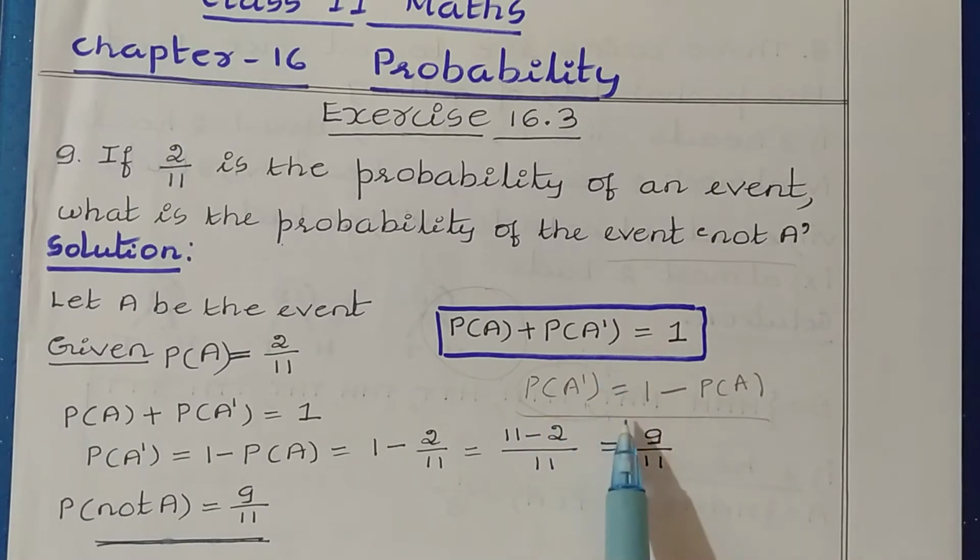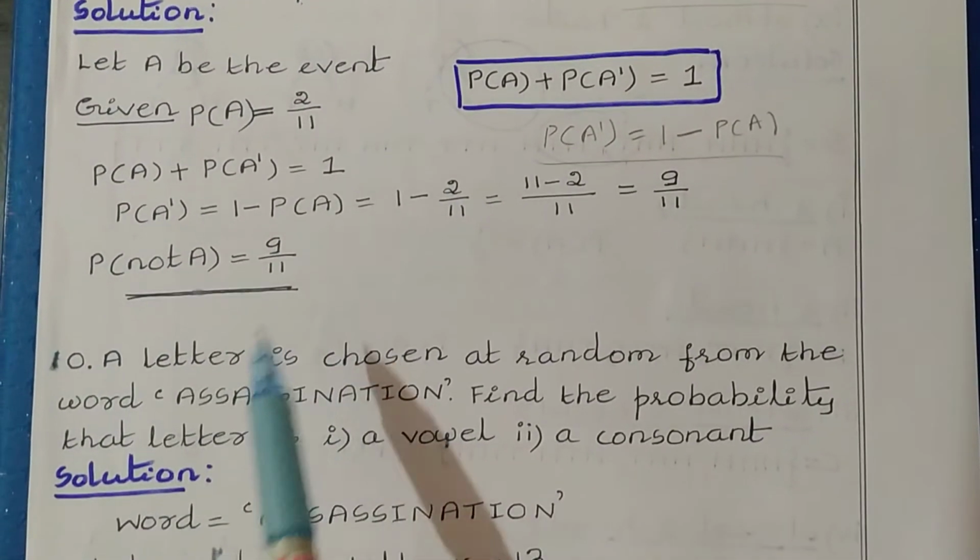So directly we can apply the formula, probability of not A is equal to 1 minus probability of A is equal to 1 minus 2 by 11 is equal to 11 minus 2 by 11. Here we get the answer 9 by 11. So probability of not A is 9 by 11.